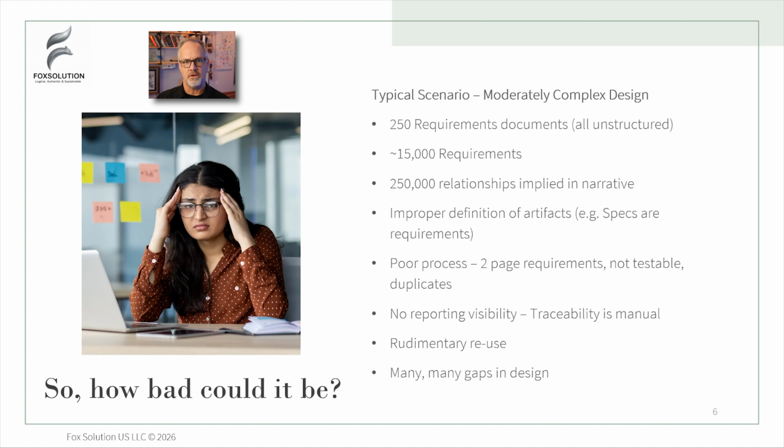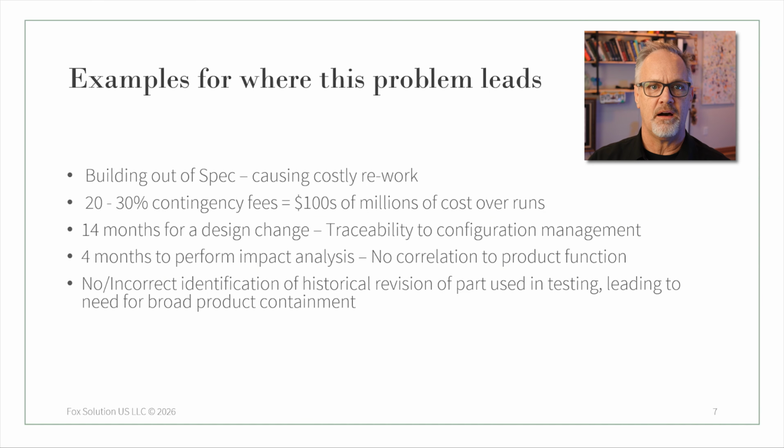Really what we want to do from a requirements management standpoint is get these into structured systems so that we can be sure that we're systematically going through the design. Where does this problem lead? In the bid and tender world, building out of spec is one of the problems that comes out of this. Usually projects have 20 to 30% contingency fees and hundreds of millions of dollars of cost overruns because there's not a clear understanding of how to satisfy the customer requirements in the design and getting agreement that your definition of how the design should be deployed is in alignment with the customer.